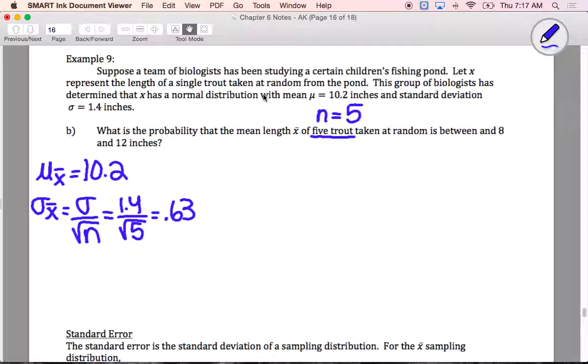So now when we want the probability between 8 and 12, we have to use these two numbers to change to our z's. So we're not using the 10.2 and the 1.4. Now it's 10.2 and 0.63. So when we go through for our z formula, it says take x bar minus mu x bar over sigma x bar.